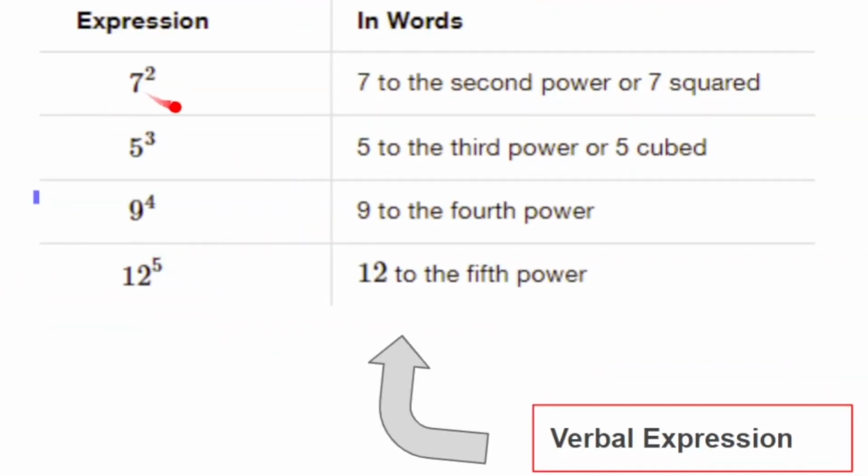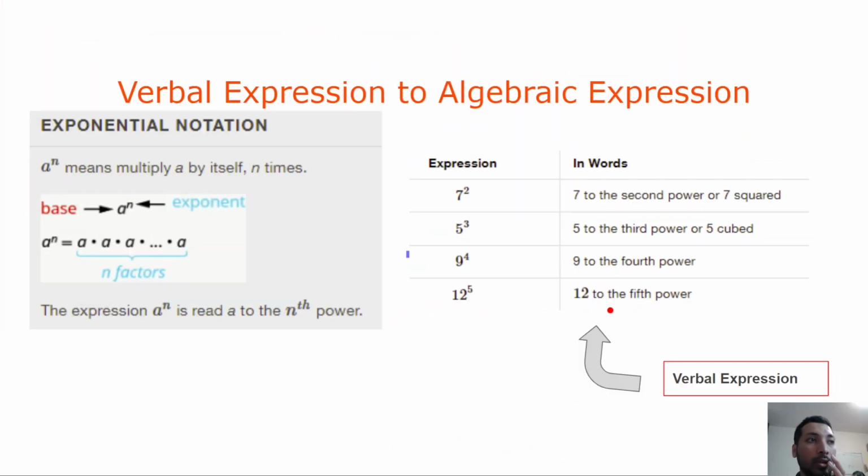So 7 squared, we can write this as 7 to the second power. 5 cubed, we can write this as 5 to the third power or 5 cubed. 9 exponent 4, we can read this as 9 to the fourth power. 12 exponent 5, we can write this as 12 to the fifth power. So these are the verbal expressions that we can use for the exponents.